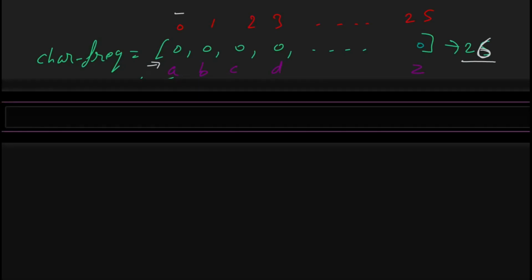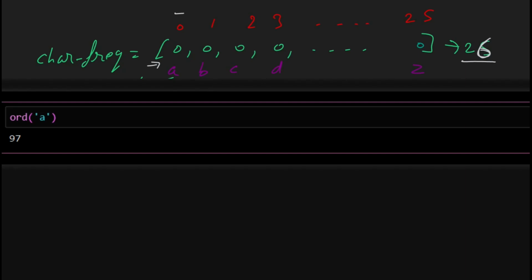So as per our array, the index of A should be 0 and the index of B should be 1. We can do it using the ASCII value. In Python, if you want to find the ASCII value, we can simply write ord('a'). It is returning 97. Again, if I want to find the ASCII value of B, it is 98. For C, it is 99.